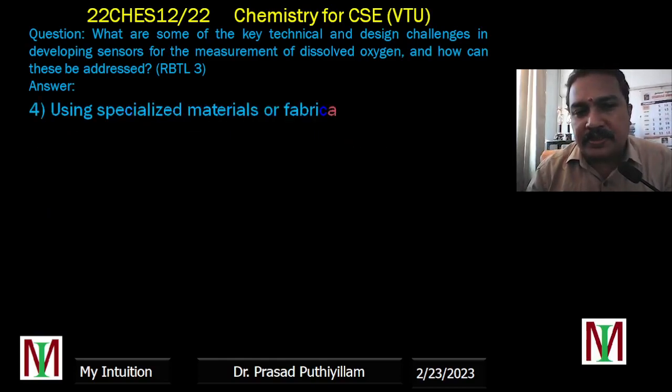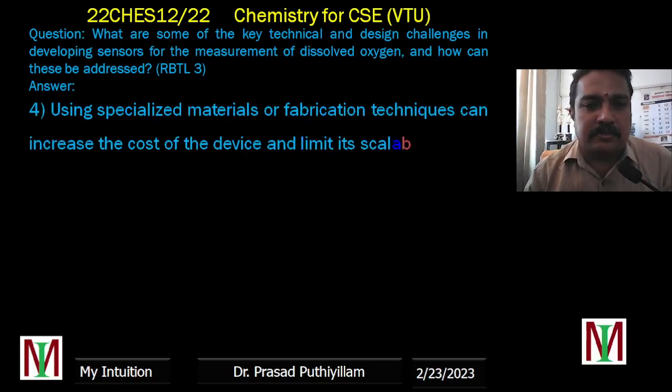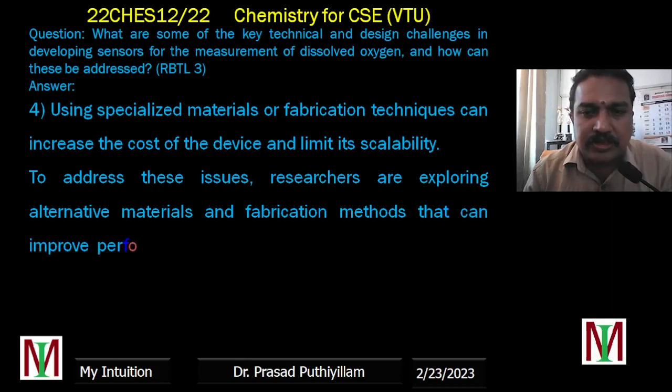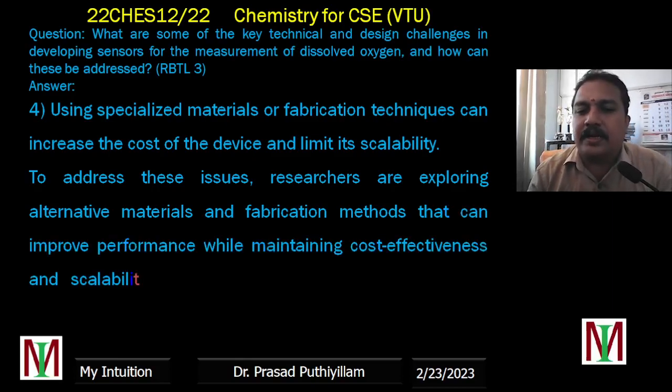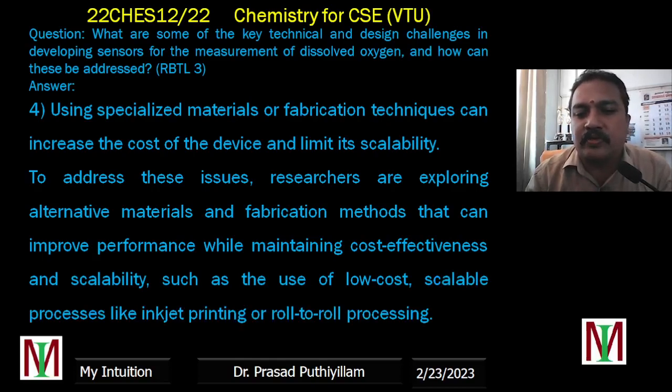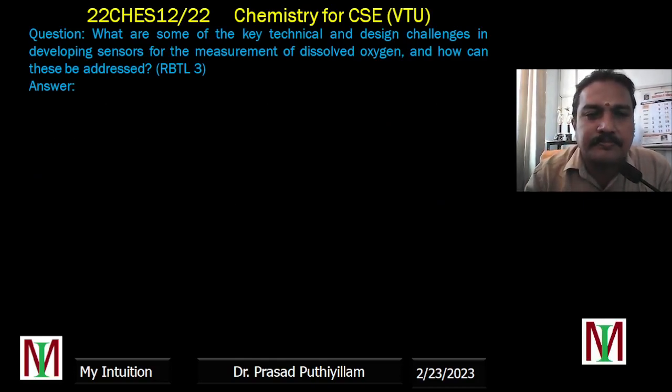Fourth point, using specialized materials or fabrication techniques can increase the cost of the device and limit its usability or scalability. To address these issues, researchers are exploring alternative materials and fabrication methods that can improve performance while maintaining cost effectiveness and scalability, such as the use of low-cost scalable processes like inkjet printing or roll-to-roll processing. Okay, so by varying the techniques used to manufacture, it can be addressed.